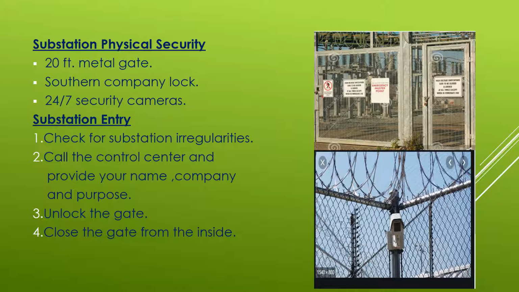To enter into a substation, number one, check for substation irregularities. Make sure everything looks okay. Later on we'll talk about what happens if you don't find everything okay or you find irregularities. Number two, call the control center and provide them your name, company, and the purpose of your visit. They want to know why you're walking in, what you need to do in the substation. Once you get permission to go in, unlock the gate and then close the gate from the inside. Make sure that nobody comes in with you who is not allowed, and close the gate to make sure that nobody will be able to come in while you're doing your work in the substation.